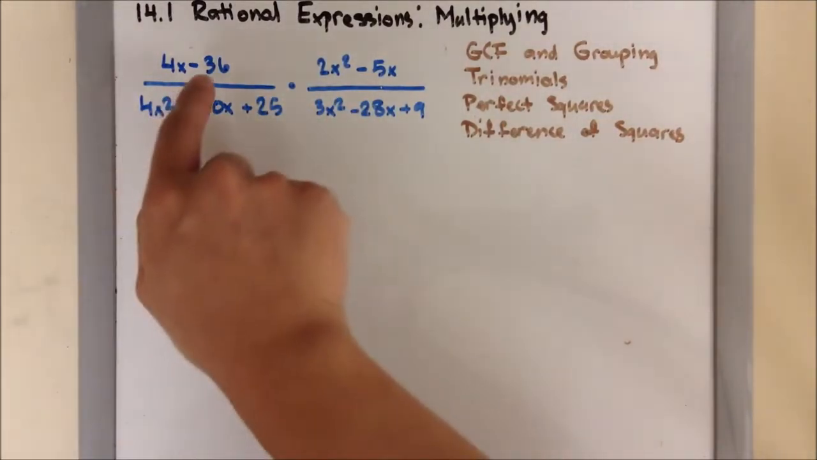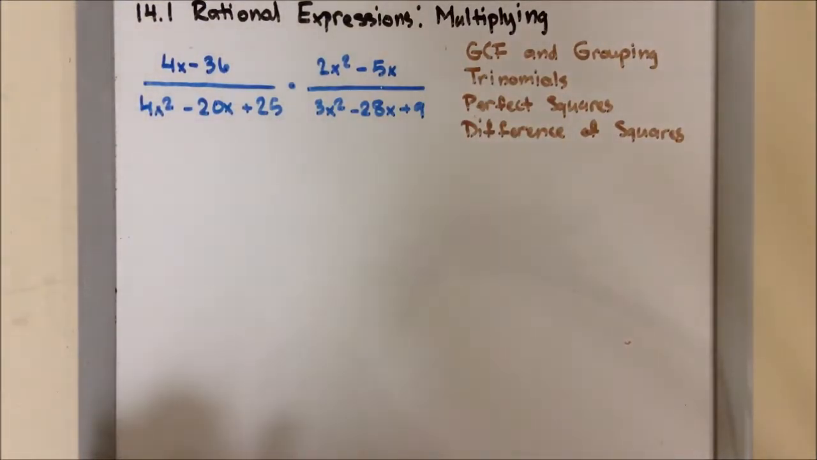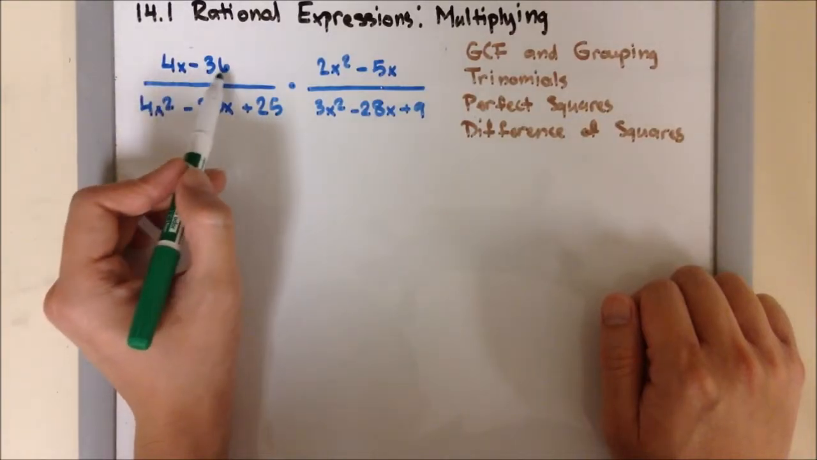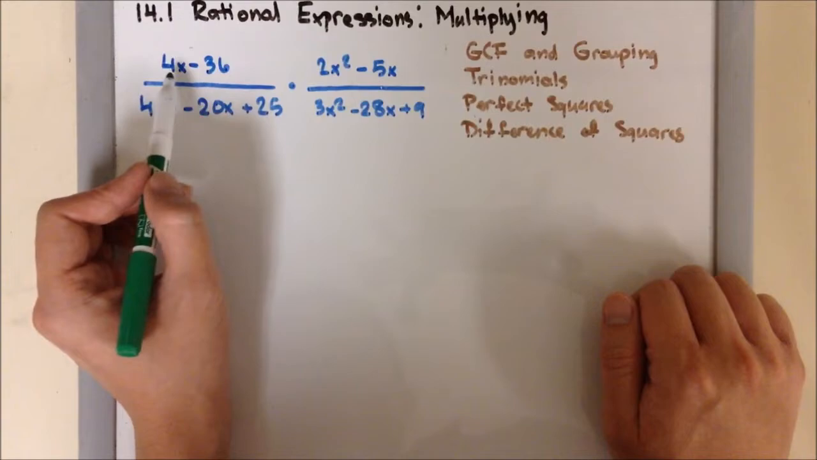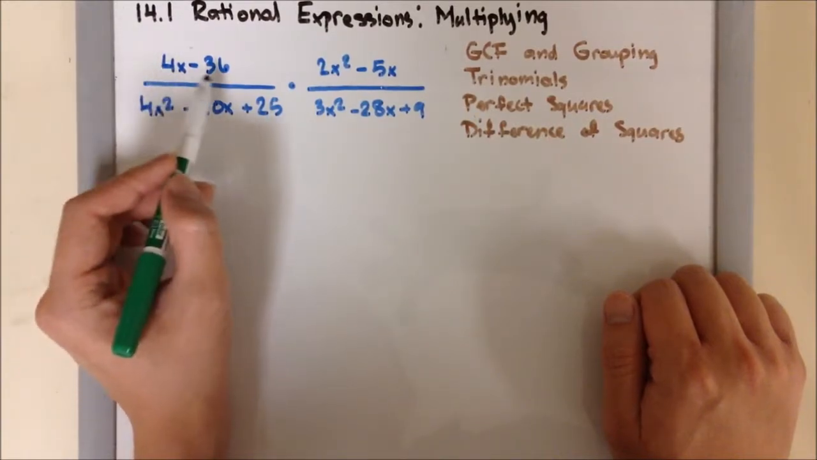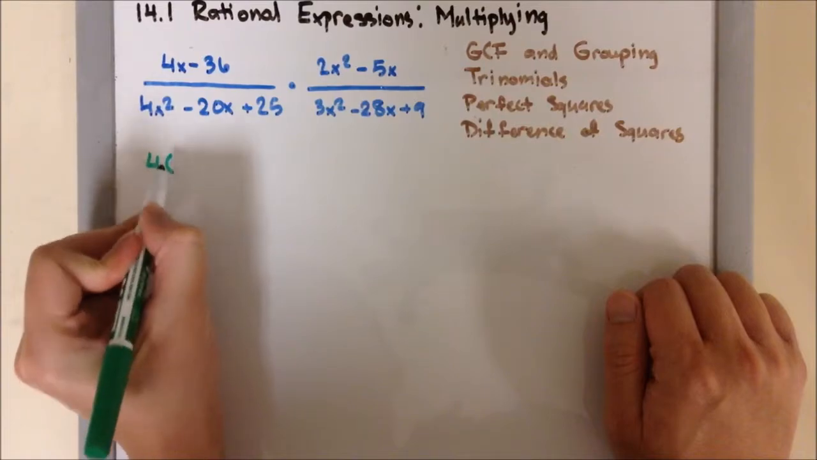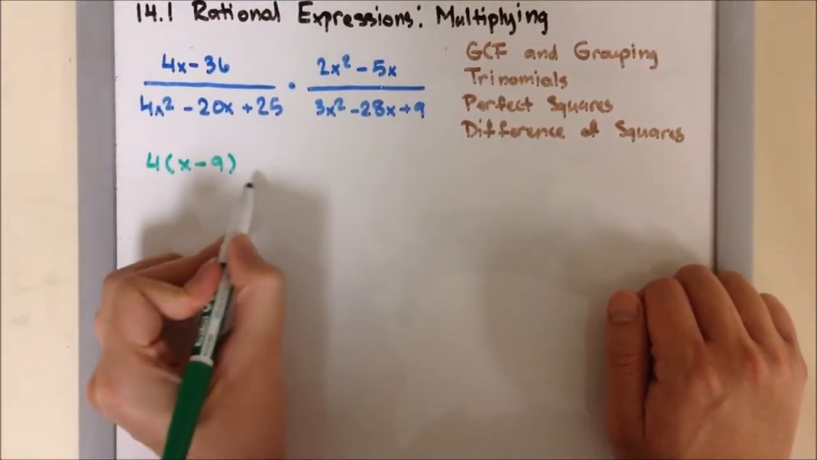So let's take a look at the numerator in our first fraction. 4x minus 36, it's two terms, so I'm going to be looking for a GCF because they're not perfect squares. The GCF between 4x and negative 36 is 4, so I'm going to factor out the 4. I'm left with x minus 9 inside the parentheses.